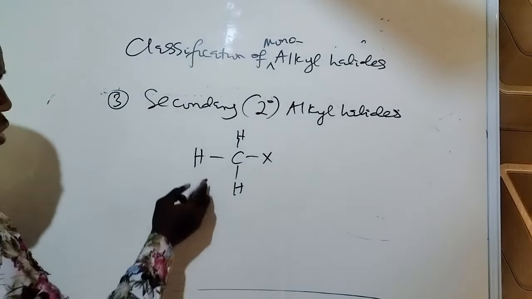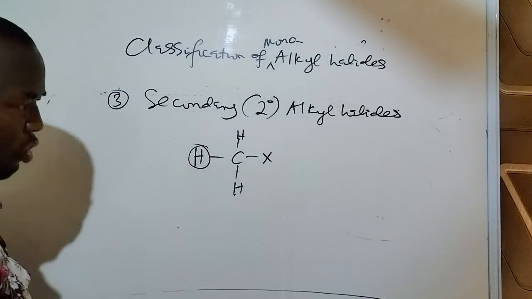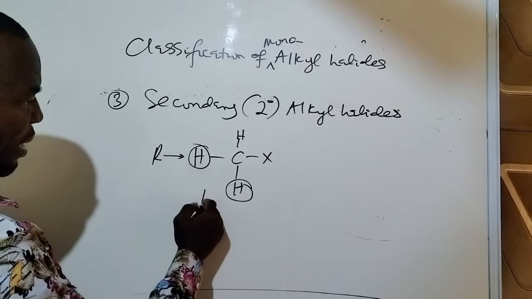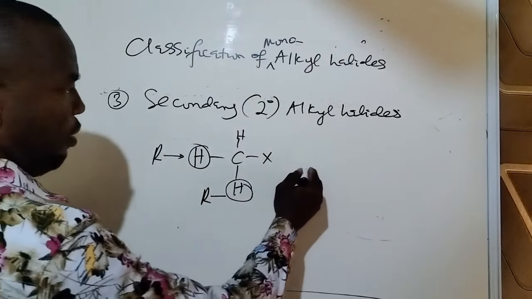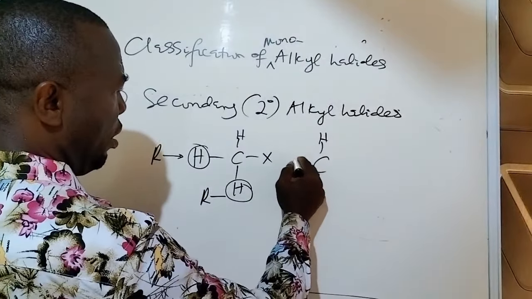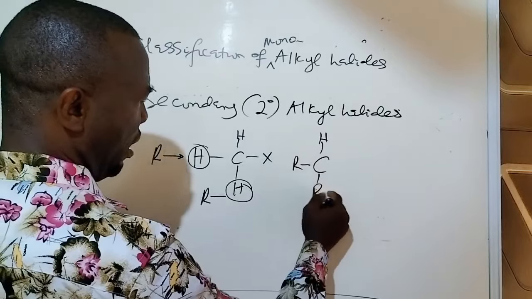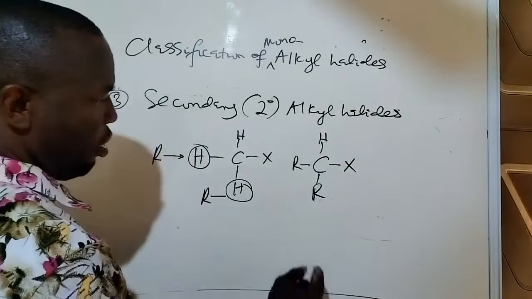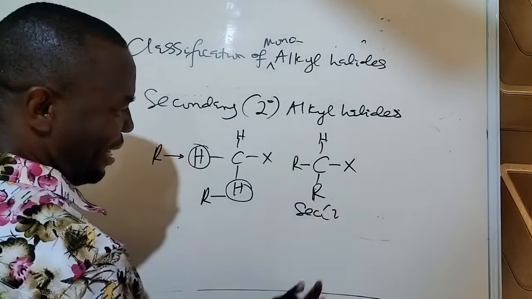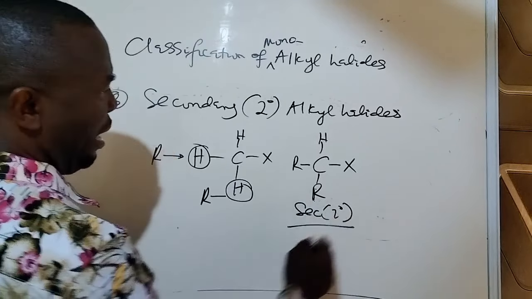So you remove one of the hydrogen atoms and also remove another one. Bring in an alkyl group to replace this. Bring in another alkyl group to replace this. We now have CH, H, R, okay, R here, and the halogen there. This is now called a secondary or 2-degree. Normally prevalent with 2-degree alkyl halide.